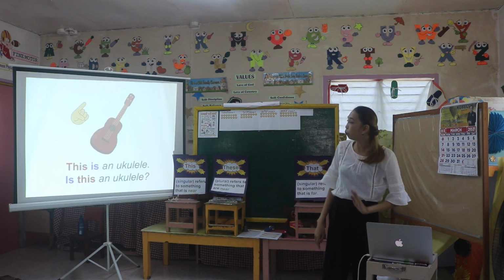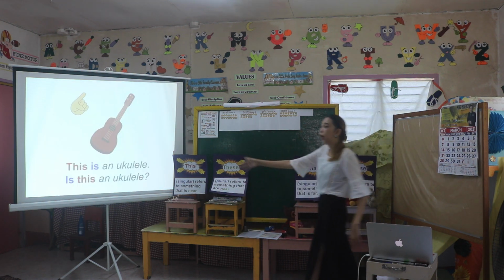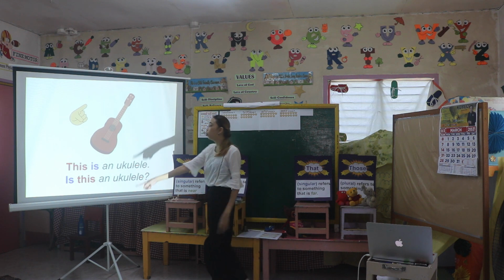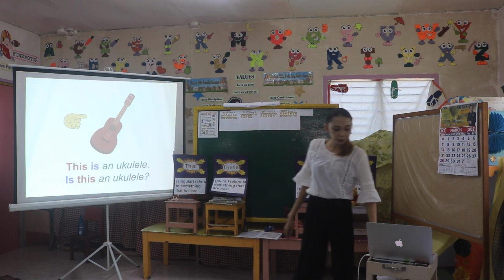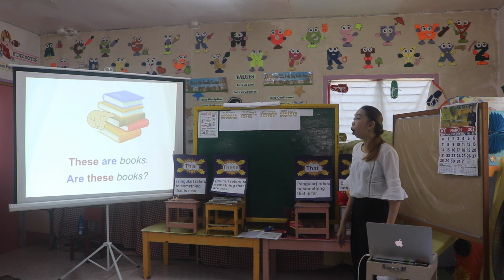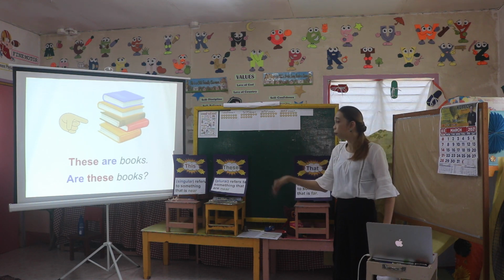So we have here an example. This is an ukulele. Is this an ukulele? So you reverse your verb and your demonstrative pronoun. Next, these are books. Are these books?